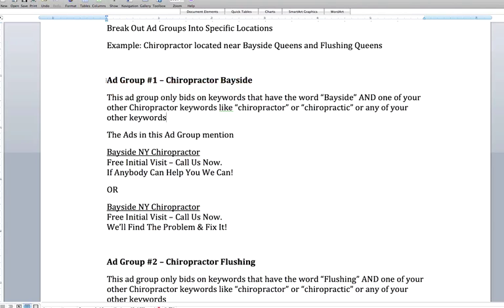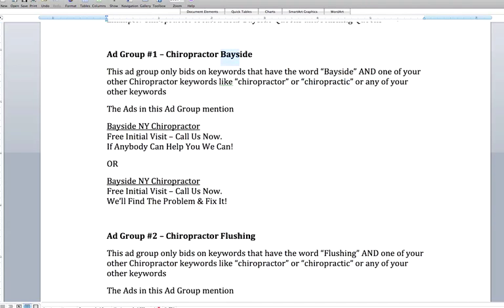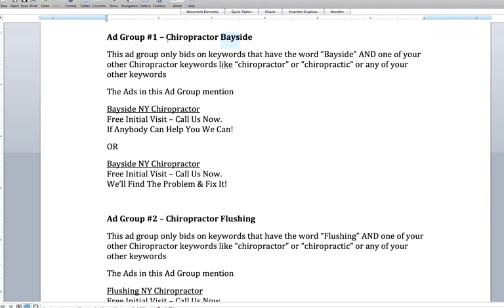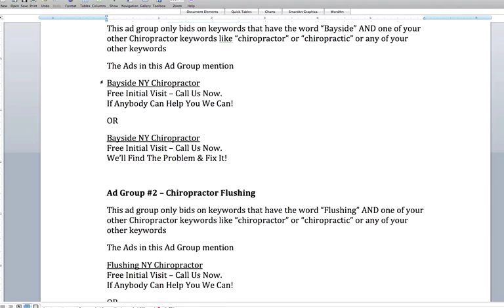But just to give you an overview of the ad groups, anything that would be chiropractor in Bayside, Bayside chiropractor, anything with Bayside and chiropractor or chiropractic. This is another popular word: chiropractor, chiropractors with an S at the end, chiropractic. Anything with those words and the word Bayside would be in one ad group called Chiropractor Bayside, and they would trigger one of these ads to show.